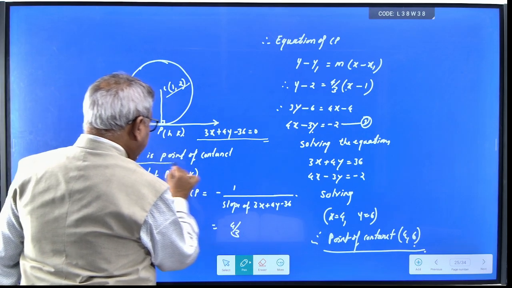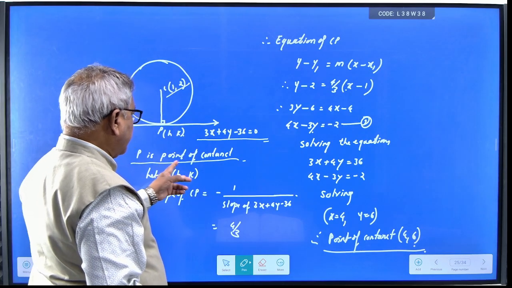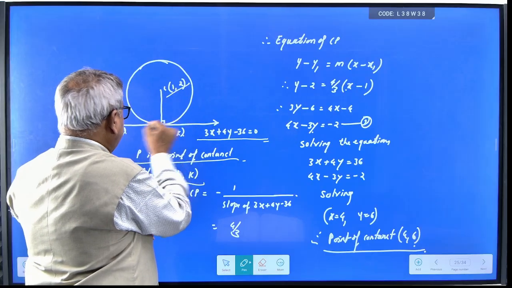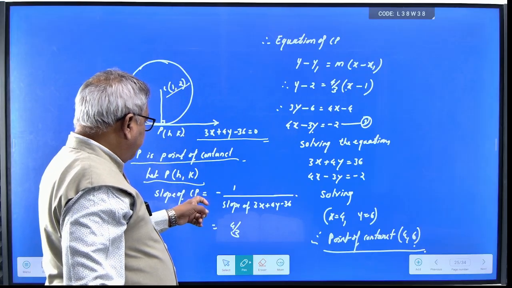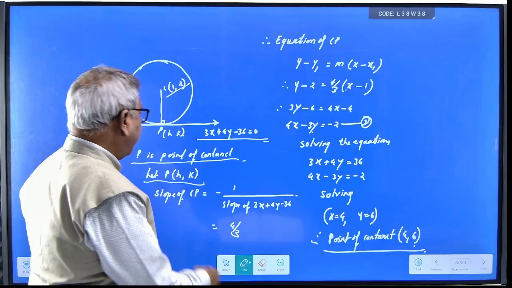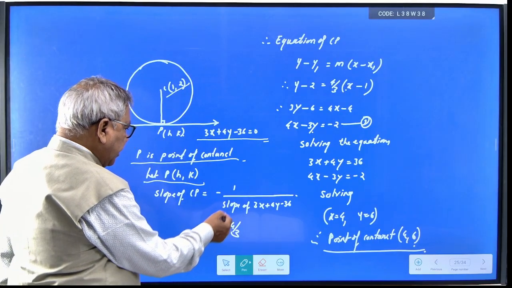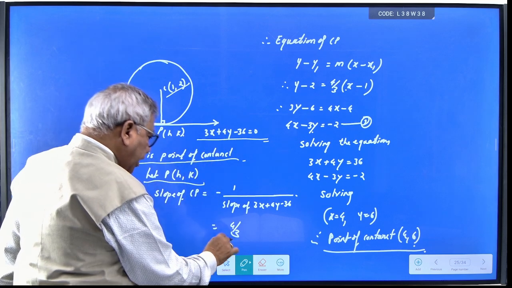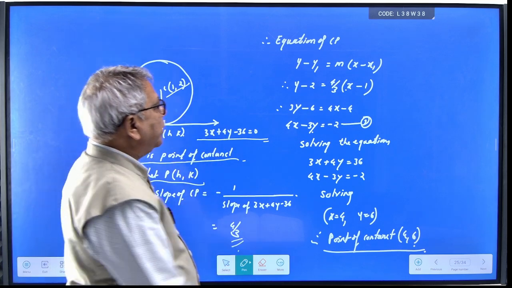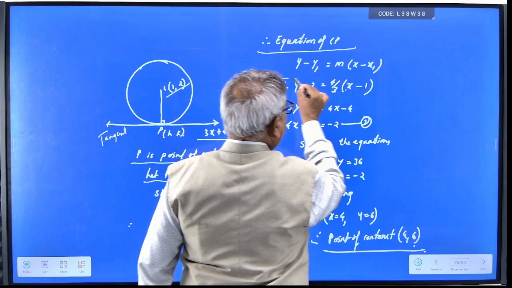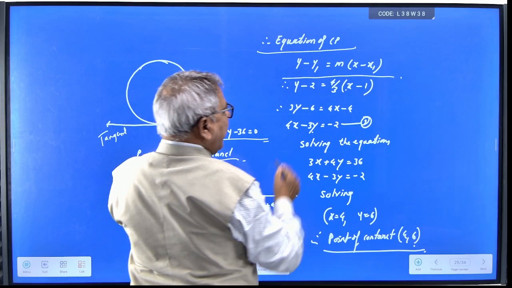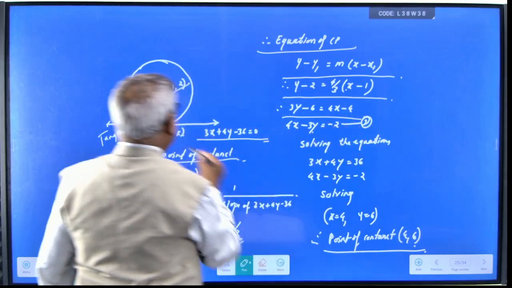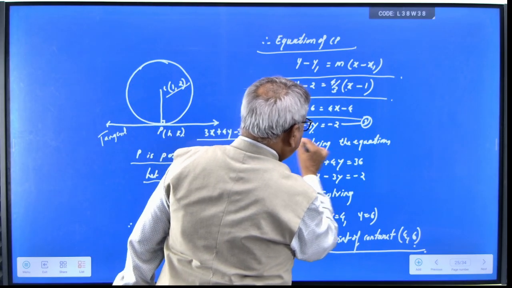What to do? P is the point of contact. Let P be h, k, the coordinates. CP is perpendicular to the line, so the slope of CP is minus 1 upon the slope of this line, reciprocal and opposite. Its slope is minus 3 upon 4, so the perpendicular line has slope 4 upon 3. So 4 upon 3 is the slope of CP. So the equation of CP becomes y minus y1 is equal to m into bracket x minus x1. Y minus 2 is equal to 4 by 3 into x minus 1. So you can obtain the equation of CP like this.